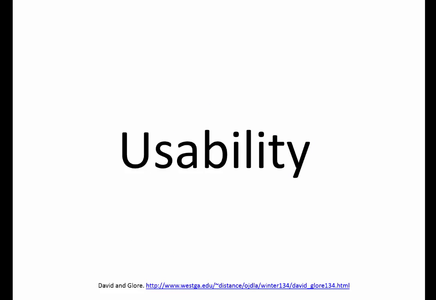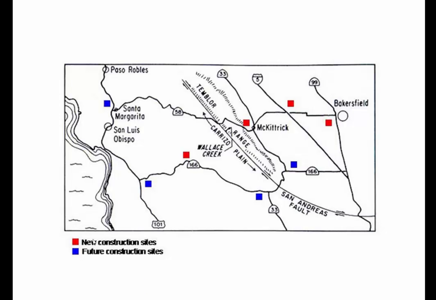And finally, usability. How easy is it to navigate your online course? Is the content accessible? Is it easy to understand? To illustrate this, I have a map here. You can see new construction in red, future construction sites in blue. This makes sense to someone who doesn't have visual impairments, but if I go to the next slide, it's hard to distinguish, obviously, in this monochromatic version, the difference between new construction sites and future construction sites.